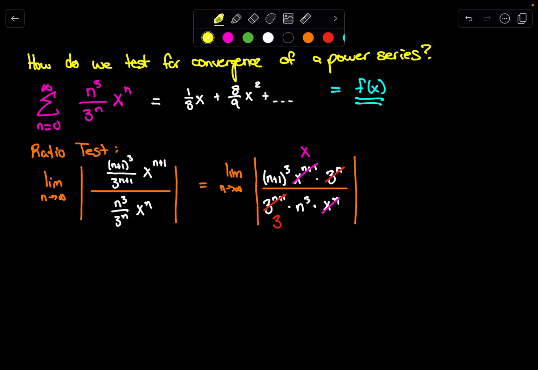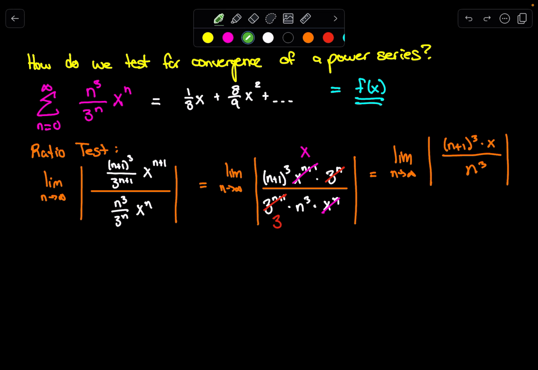And then the n plus 1 cubed and the n cubed we can't cancel. So we have now just the limit as n approaches infinity of the absolute value of n plus 1 cubed times x over n cubed. And at this point, we make an observation that should not be too hard, but it's that this x term has nothing to do with n. We're taking a limit as n approaches infinity.